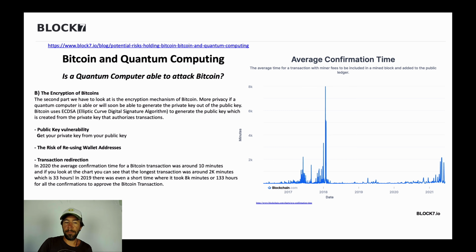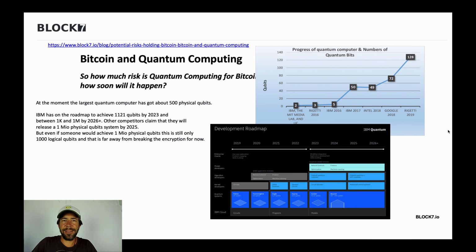So in the future it could be a risk. So let's look at this slide. Here we see the past. We see that IBM managed in 2016 to have 2 qubits, Rigetti managed 3 qubits, IBM in 2016 managed 5, then IBM with 50, Intel in 2018 with 49, Google in 2018 with 72, and Rigetti again with 128 in 2019. And at the moment, what I found is that the highest number of qubits is 500 physical qubits.